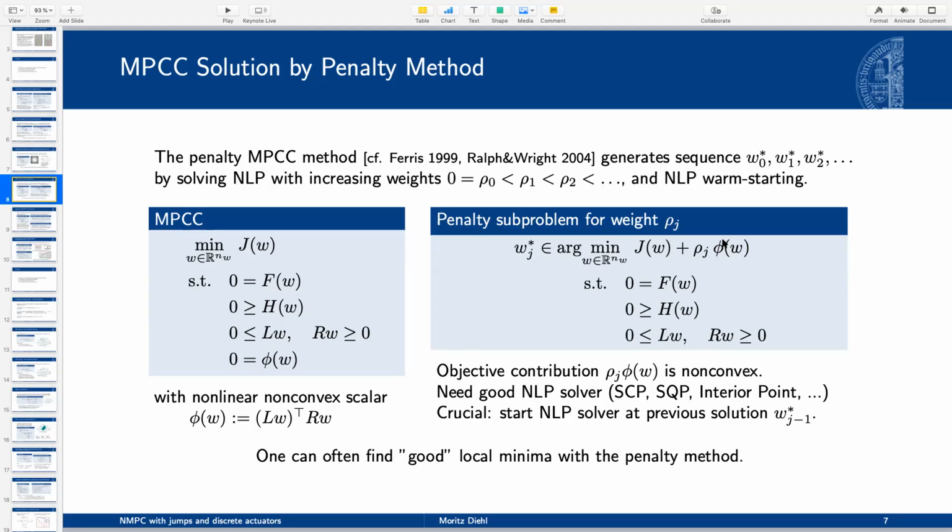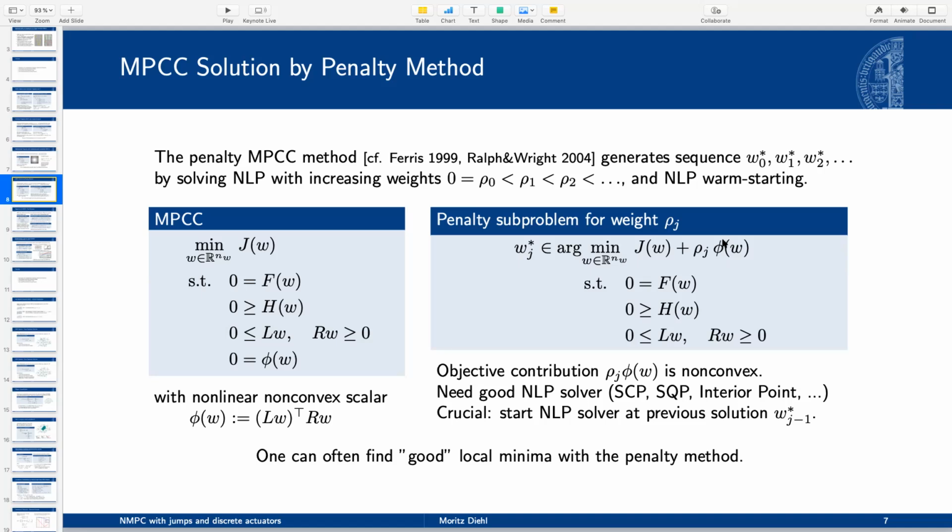And now the key is, again, as in interior point methods, I will start with a small weight and then increase it consecutively. So you need now a good NLP solver to solve that. And I should say that this problem, even if you started with a QP, is now non-convex, yeah? Because this function phi is inherently, I mean, it's also non-convex. Yeah? It's a quadratic function, but it's non-convex. So the crucial part of this algorithm is you always start at the previous solution. So you take one iterate and then you initialize and go into the NLP solver with the next higher weight.